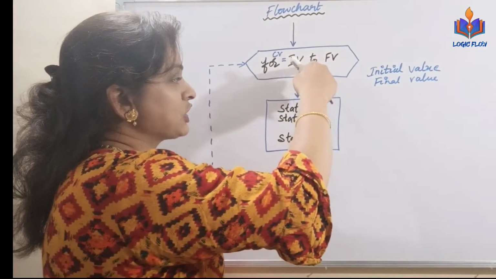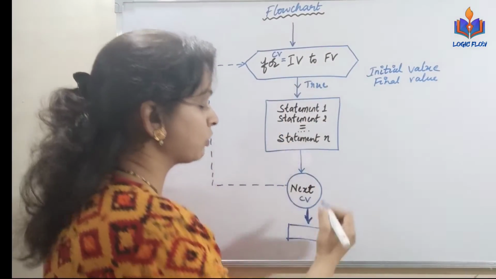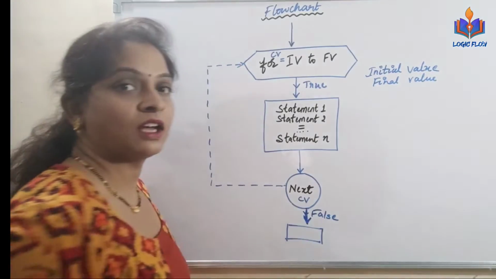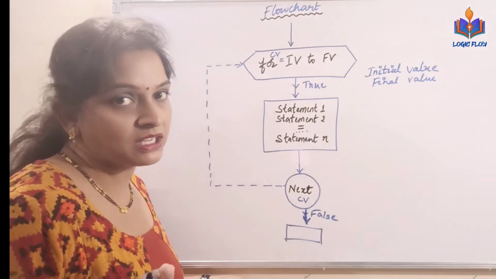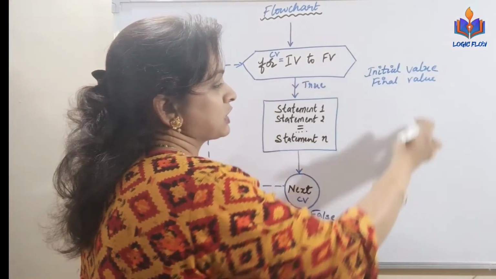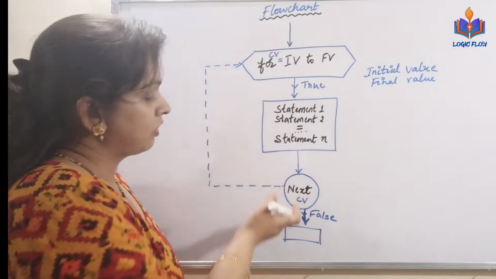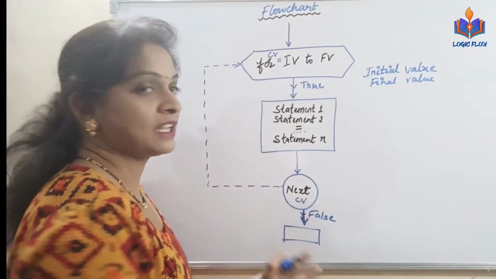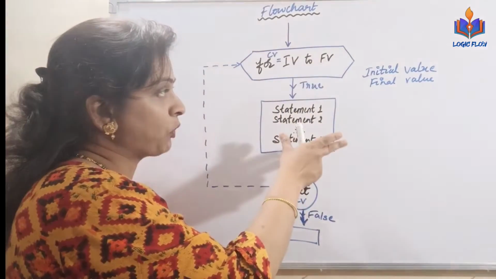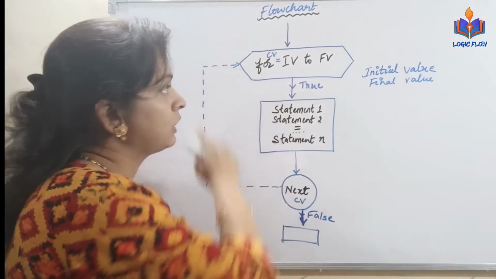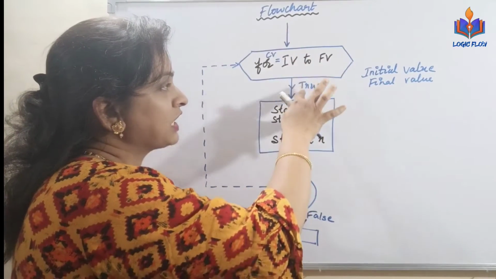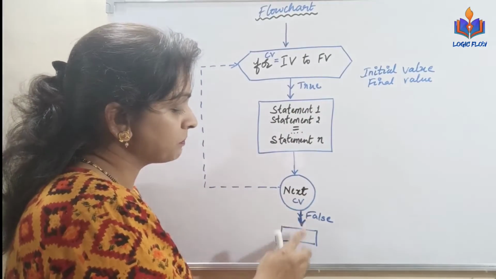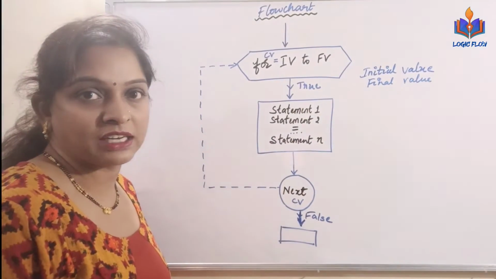Based on the condition, if true, execute. If false, then I have to continue with the statement X. You can also put it here as false and show the link, or straight away you can write it here. So true and false indicates the proper flow. True, execute the statements. Loop back, loop back. When the condition evaluates as false, it will not loop back. It will simply come to the next statement.